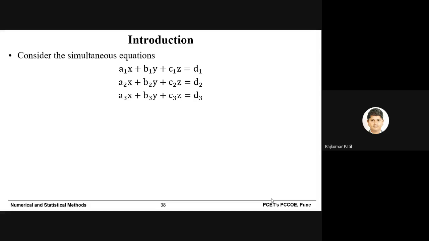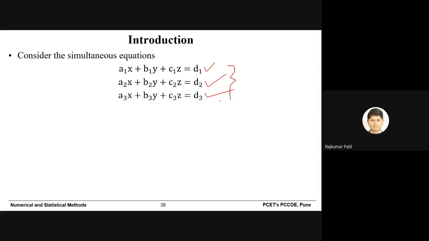Simultaneous equations. So you can see three different equations, and many times while solving problems in mathematics or in case of fluid mechanics or thermodynamics, you might have come across such type of equations, or even in this particular semester or upcoming semester, definitely you will come across such type of equations, and these equations are called simultaneous equations.